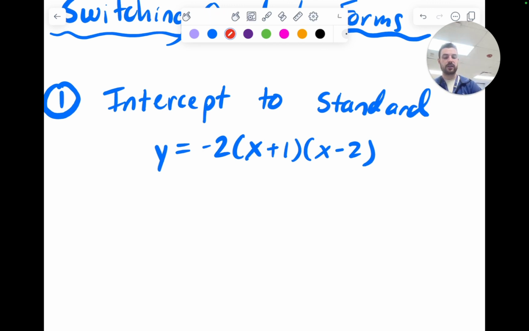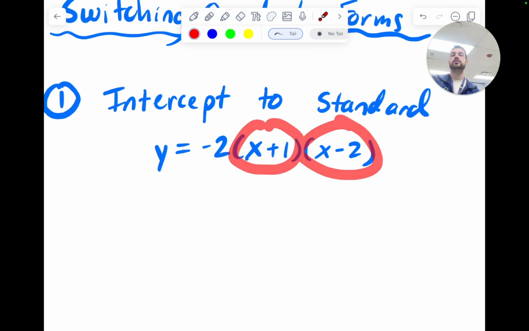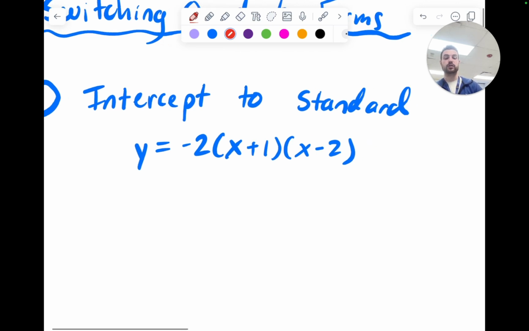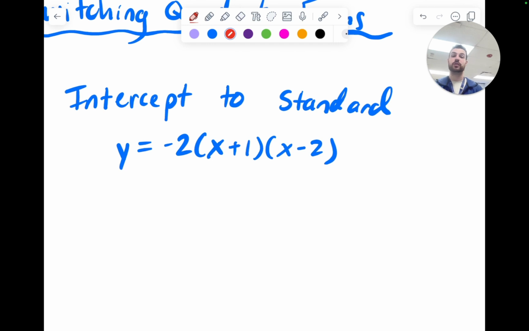Now, you can tell that we are in intercept form here because we have two sets of parentheses with binomials in between. We also have an a value in front, and that a value is negative. So that complicates this process a little bit, but again, I included it for this problem on purpose so we could see the worst case scenario, the most challenging problem this might be for us. Now, what we're going to do is FOIL this out. It's essentially the distributive property.